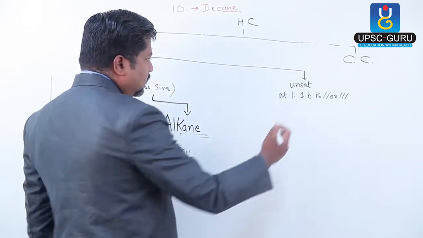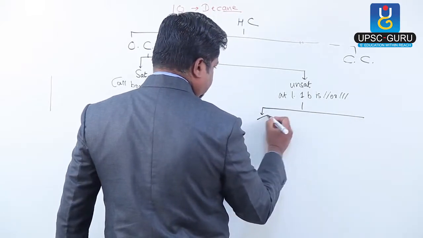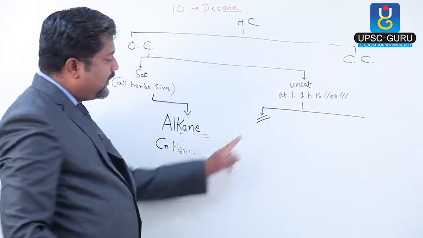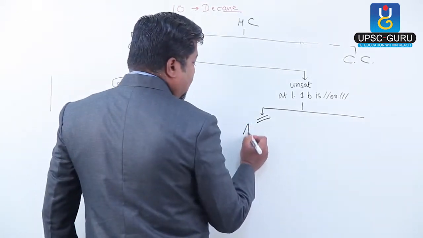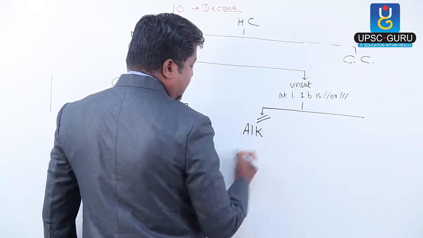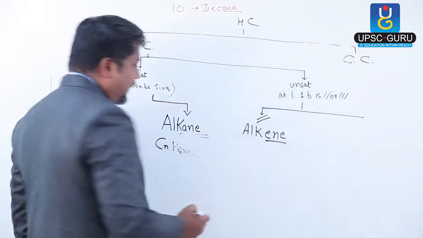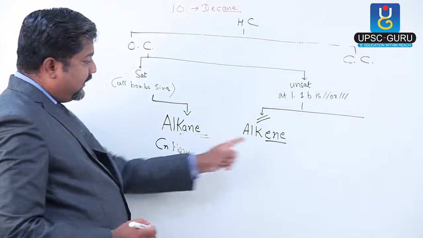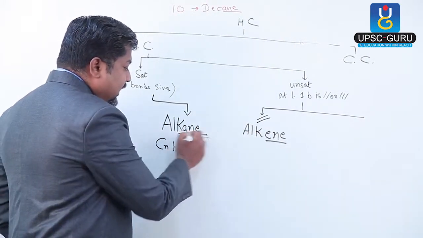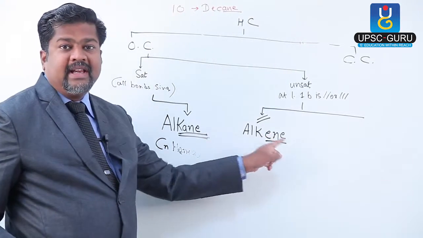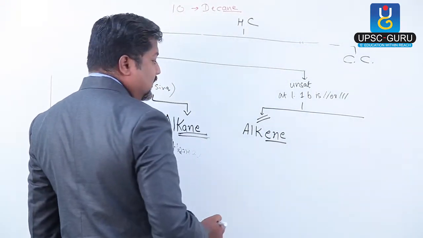Now, if one bond is a double bond, this I am going to show here. This is a double bond. Then the compound is termed as alkene, and we are changing our suffix. Suffix means the word which is added at the back. Here we are adding ane, now we are adding ene. So we are adding suffix as in alkene.